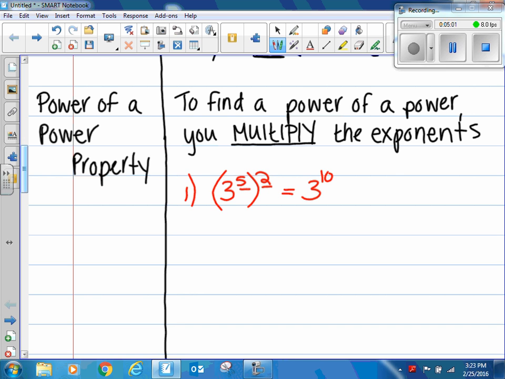And another way to look at this, if we had 3 to the 5th squared, that's technically 3 to the 5th times 3 to the 5th. Now, looking at what we just did, these are the same base, so I can add the exponents. 3, 5 plus 5 is 10. So very different way of looking at it, but that's why the multiplication there works. All right, another example. Let's say I have y squared raised to the 4th. Well, what do I have? 4 times 2, and I would have y to the 8th.